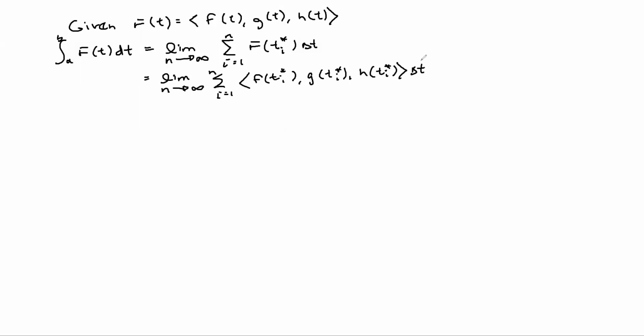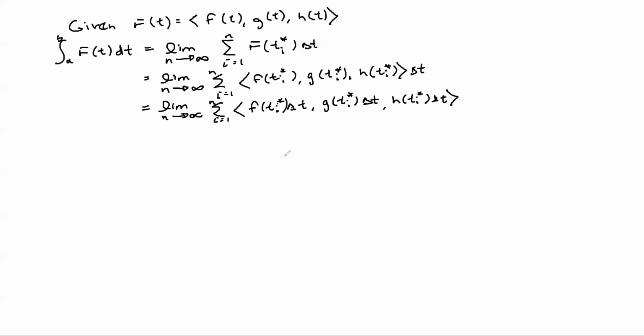And now, since this change in t is a scalar quantity, you can multiply your vector function by it by multiplying it by each of the components. So we'll get the limit as n goes to infinity, summation i equals 1 to n of f of t sub i star change in t, g of t sub i star change in t, h of t sub i star change in t.